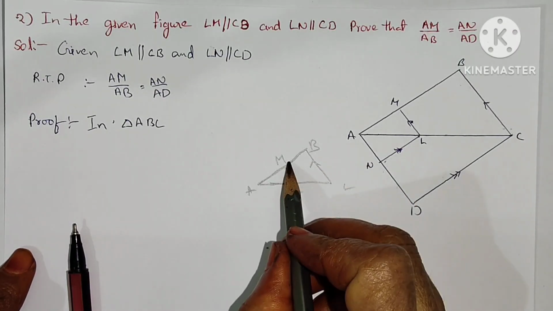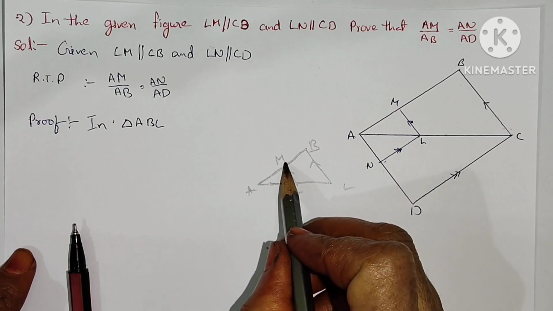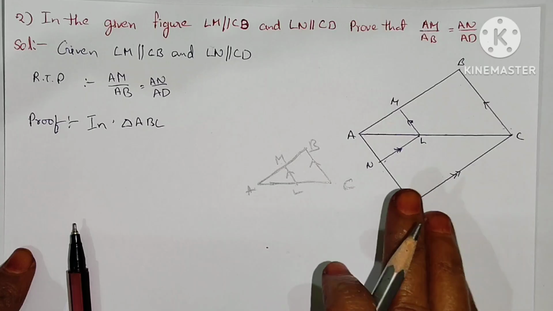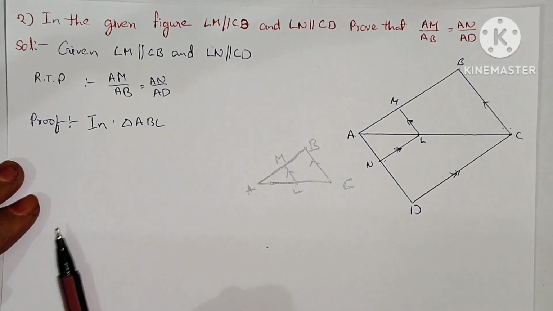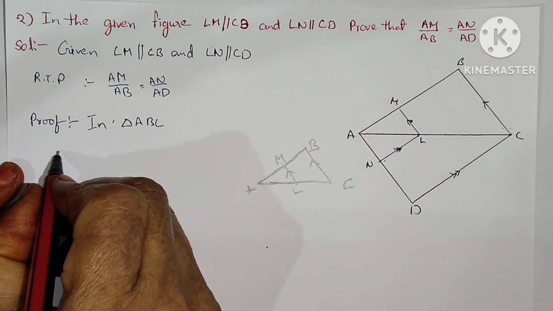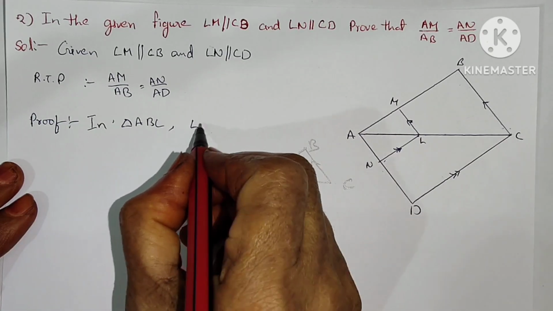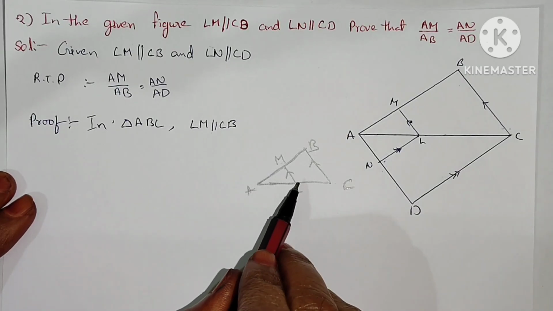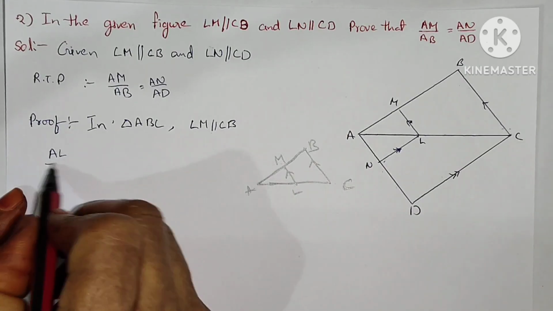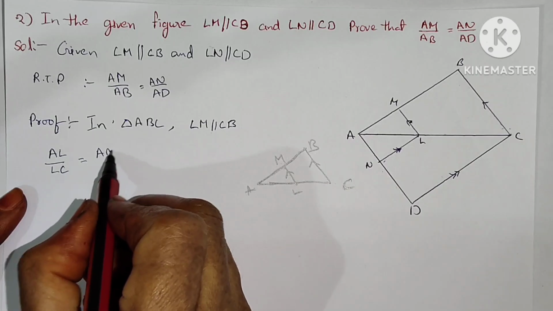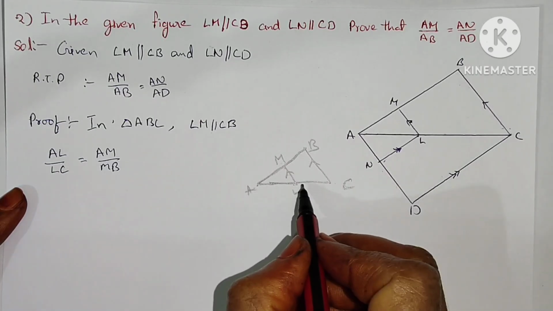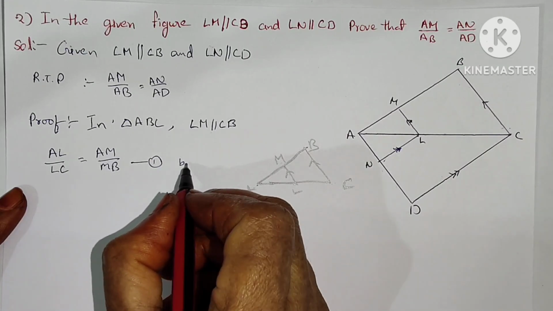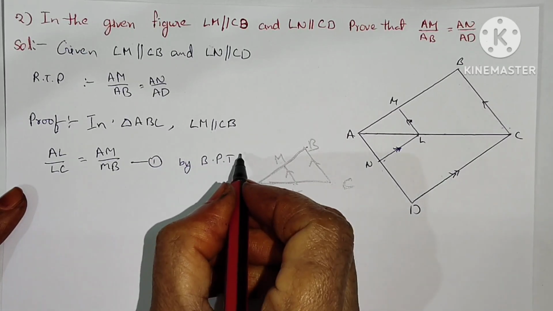Here AM by MB equals AL by LC. We use the basic proportionality theorem here. In the triangle, LM is parallel to CB. This is the given in the question. So we use the basic proportionality theorem: AL by LC equals AM by MB. This is by the basic proportionality theorem.